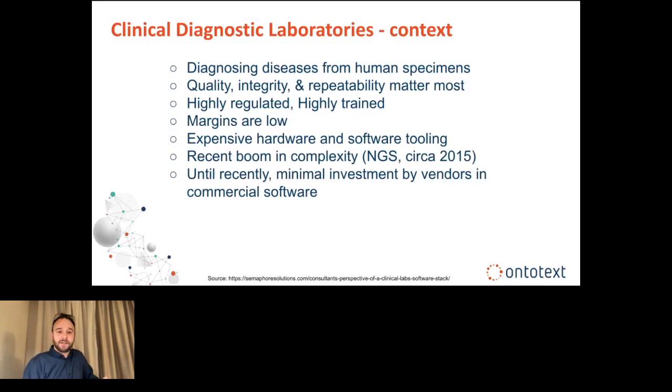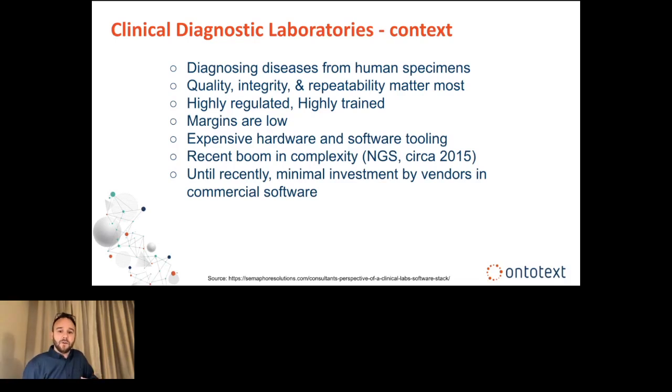In its simplest context, it's a room that has benches in it with instruments on those benches and humans whose job it is to take tubes of a specimen, human blood or some other kind of specimen, through a process that will provide an answer to someone who's anxiously awaiting an answer about do I or do I not have cancer, for example. That means that these laboratorians, as they call themselves, need to have quality, integrity, and repeatability as the things that they care about the most.